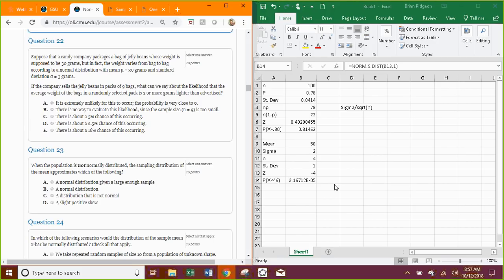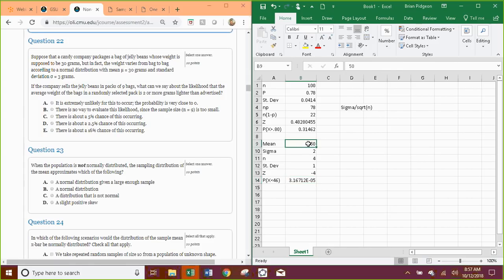Okay, suppose that a candy bar company packages jelly beans whose weight is supposed to be 30, so it varies normally. I'm just going to change the numbers here. That's why I think just typing it in the way that I'm doing it is so helpful, because if there's a problem that's very similar to another problem on the test, you just have to change the numbers. But make sure you type it in right, because if you mess up on one of them, you're going to get the second one messed up. So the mean of this distribution is 30, the standard deviation is 3, our sample size is 9, and the company sells the jelly beans in packs of 9.